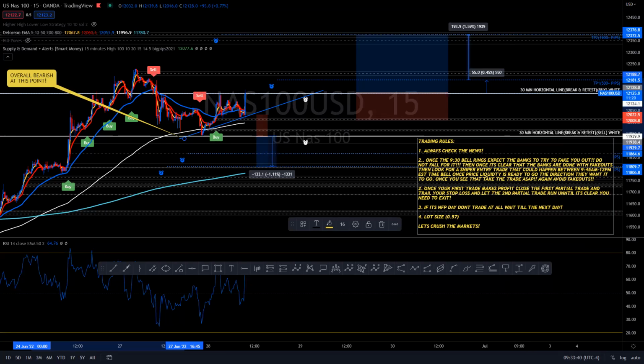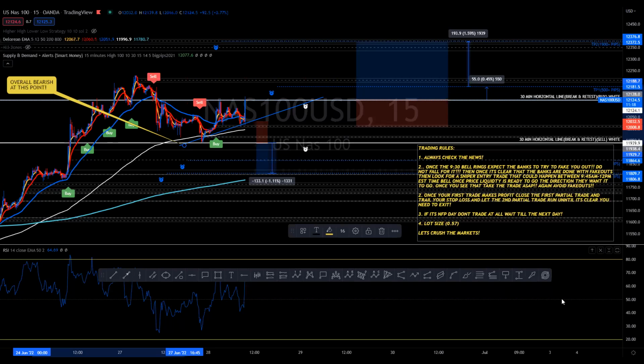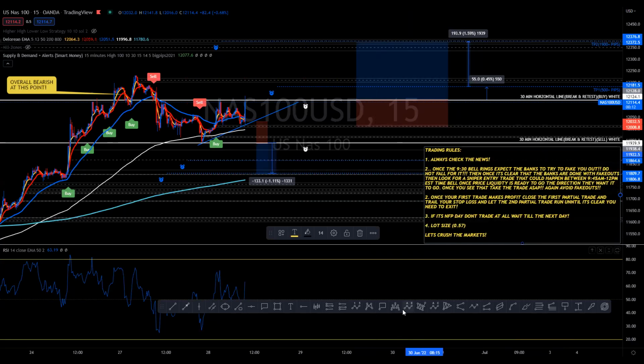So now it's pulling back a little bit. Rejecting this high. Yeah, I'm gonna wait for the 9:45 bell. That's what I'm gonna do. All right, so we got less than 10 seconds for the next candle to close. So this is going into the 9:45 candle. We'll see what price decides to do.